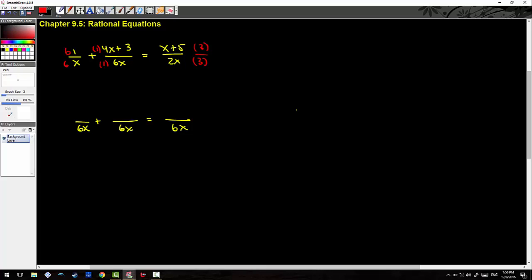So my new left becomes a 6. My new middle is exactly the same as my old middle. And then my new right will be 3x plus 15. Once I have my new denominators, I can cross them off if they were all the same. And now I just have to figure out what 6 plus 4x plus 3 equals 3x plus 15 is.